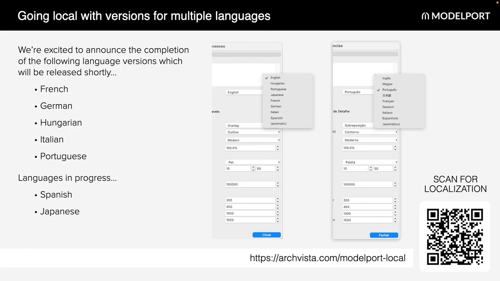If you are interested in a multi-language version, we are about to release that. We have now completed French, German, Hungarian, Italian, and Portuguese. We're currently working on Spanish and Japanese, and we will have those completed shortly. If you go to our website, you can put your information in. We're happy to let you know when that will be ready in the next month or so. We're very close to getting that out.